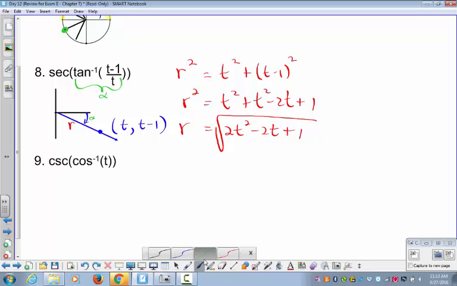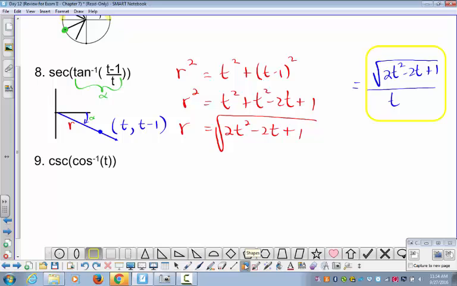Cosine of this angle is t over r. So we have to form r over t. So our final answer will be the square root of 2t squared minus 2t plus 1, all divided by t. That will be our answer. So cosine is x over r. Secant is r over x. So we took our r expression and divided it by our x expression. There you have it. All right, you guys tried number 9.